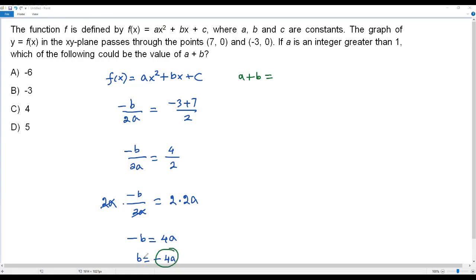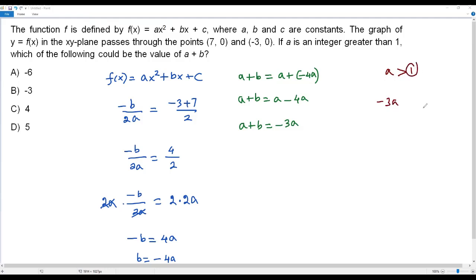So we can plug in -4a for b over here. Then I'm getting a plus negative 4a. Now a plus b equals a plus (-4a). Then, when I combine a and -4a, I'm getting -3a. Okay, now let's consider the information we have in the question, that is a is an integer greater than 1. That is a is greater than 1. Now I multiply both sides of this inequality by -3. So when I multiply a by -3, I'm getting -3a.